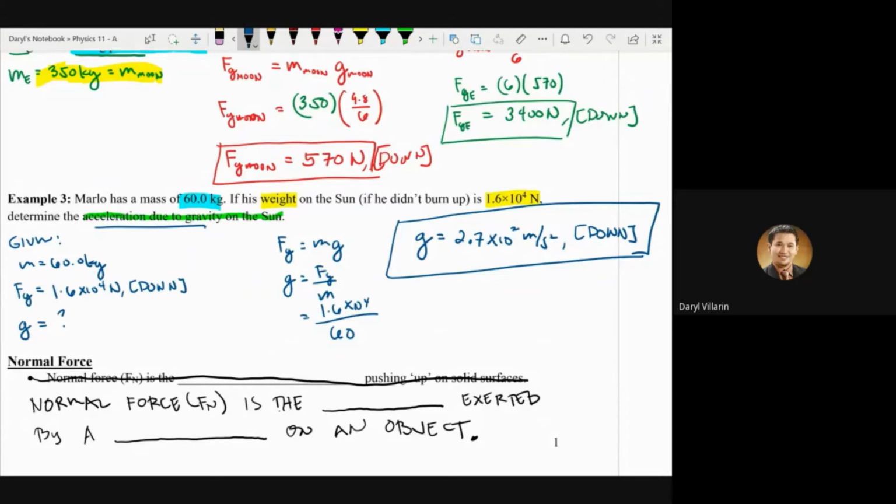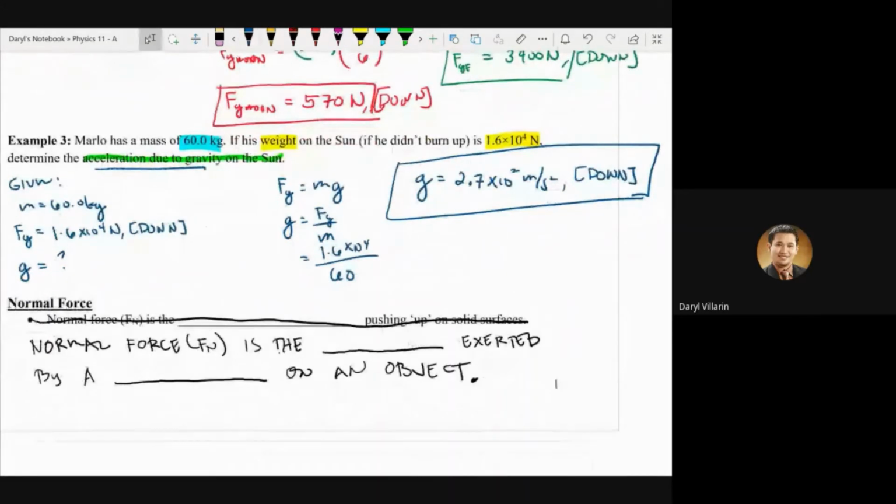Okay, we proceed to normal force. I just changed some of the notes there to be in sync with our definition of the normal force. Normal force is the contact force exerted by a surface, usually a solid surface, on an object.